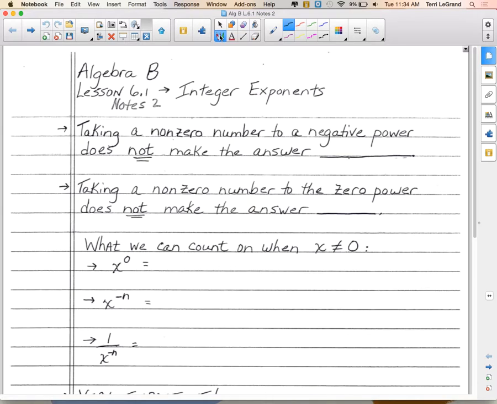We know that 3 to the third power means what? 3 times 3 times 3, and so we know how to multiply like that. We know what to do there. But what if I say to you, now I want you to take 3 to the negative 3 power? It becomes a negative decimal.